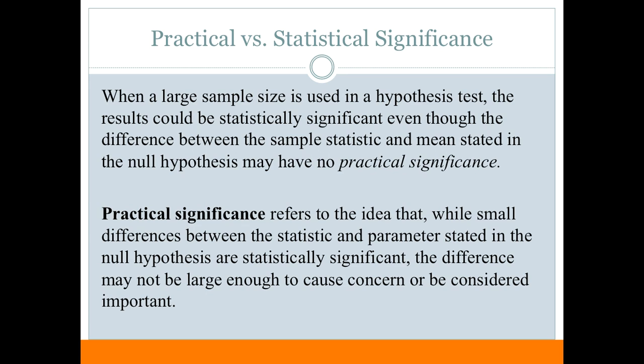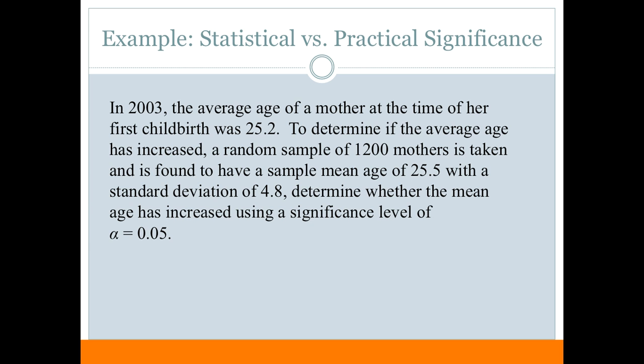So if you think about practical significance, this just refers to the idea that even though small differences might exist between a statistic and a parameter, the difference might not be large enough to cause any concern or be considered important in some way. So the easiest way to look at this in further detail is to look at an example. In 2003, the average age of a mother at the time of her first childbirth was 25.2 years. We want to determine if the average age has increased.